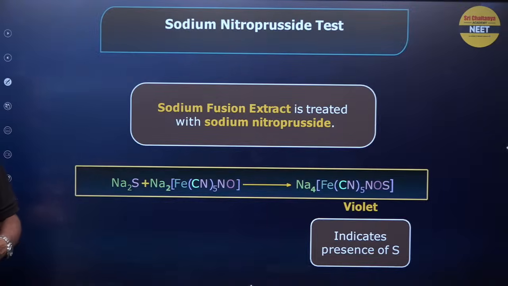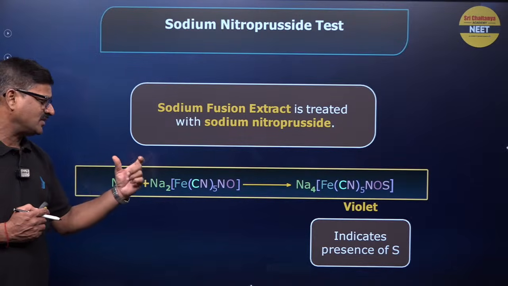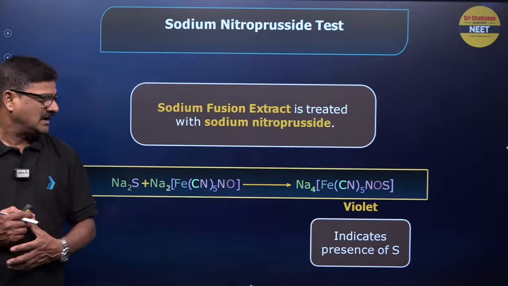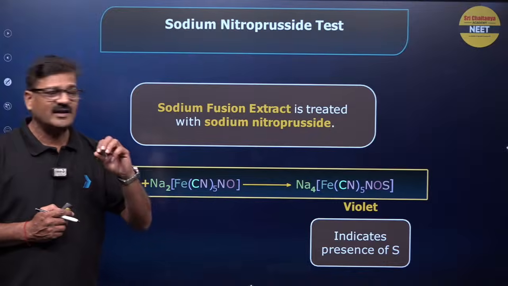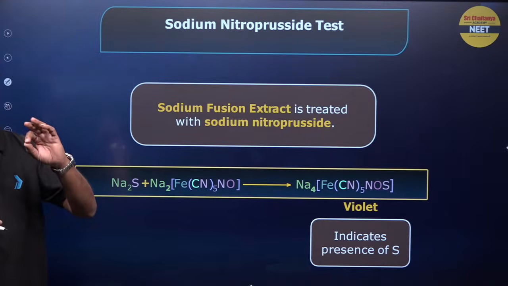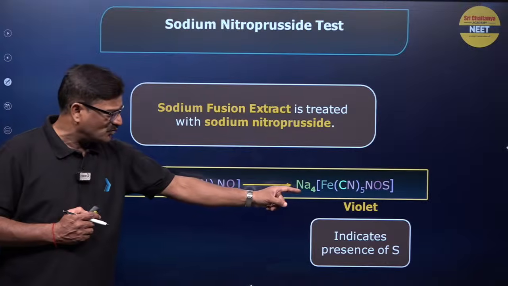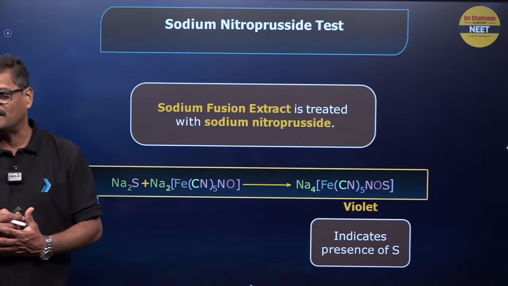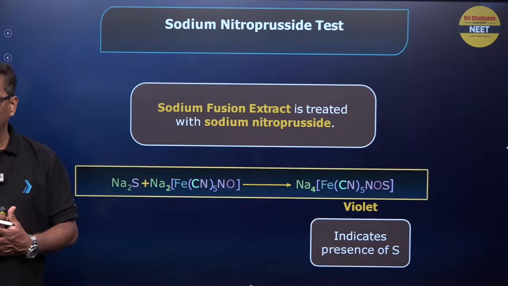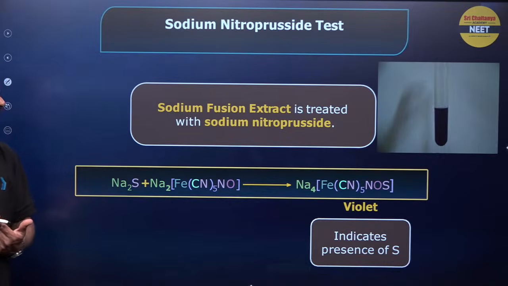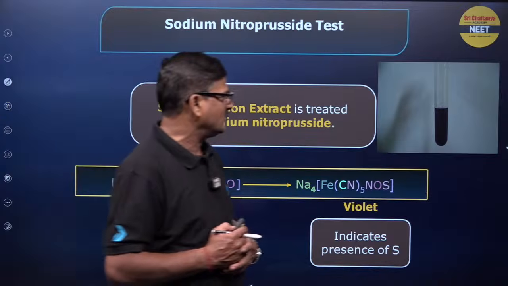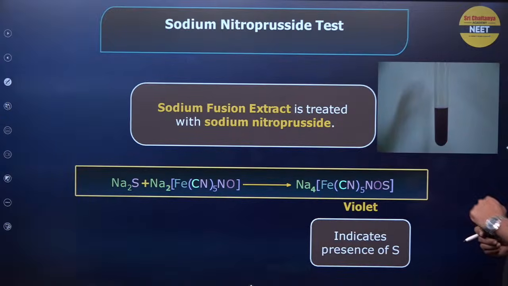And also you have the nitroprusside test. In this nitroprusside test, Na2[Fe(CN)5NO] is converted into a violet Na4[Fe(CN)5NOS]. So appearance of this violet indicates the presence of sulfur, right? So this is what is called sodium nitroprusside test. So we have seen nitrogen is there, sulfur is there. This is how the sodium nitroprusside violet color is seen. This is a violet color.